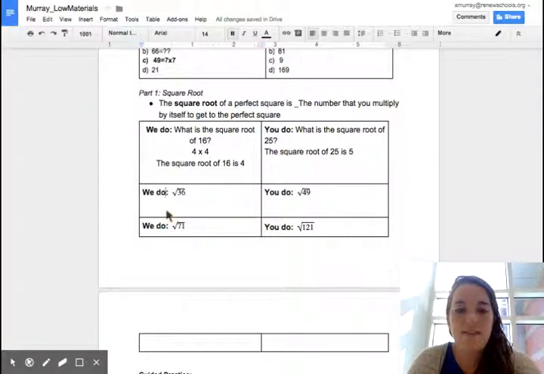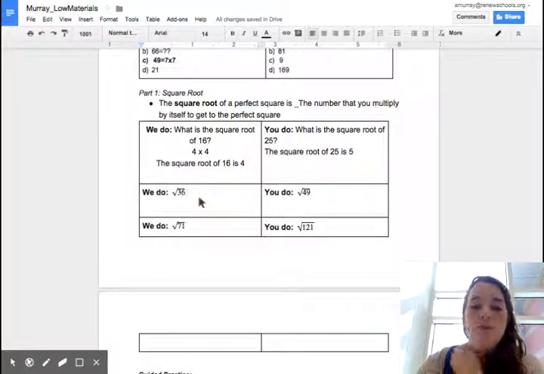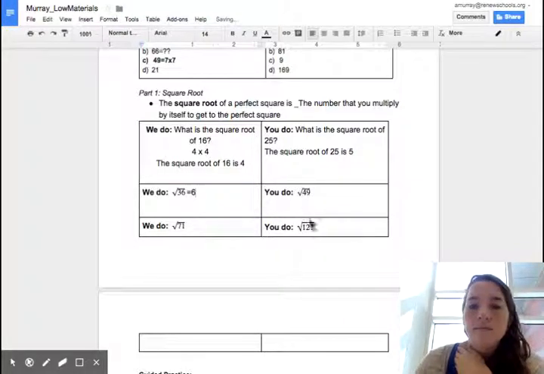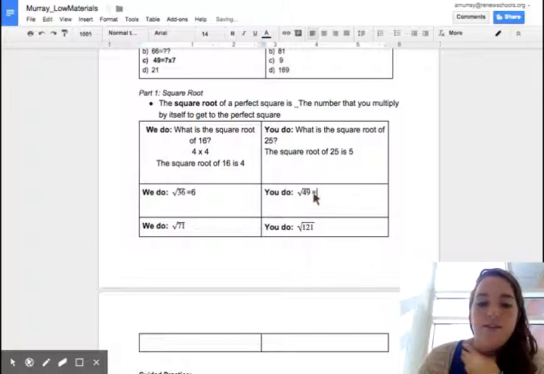Looking at the next 2 examples, you have the square root of 36 and the square root of 49. This symbol right here is how you represent square root. What is the square root of 36? 6. What is the square root of 49? Go ahead and do that on your own. The correct answer is 7.